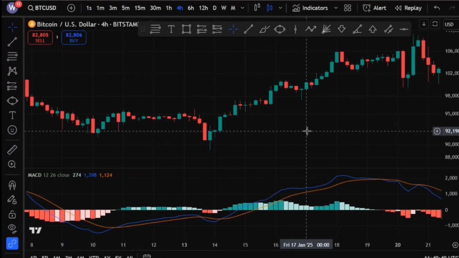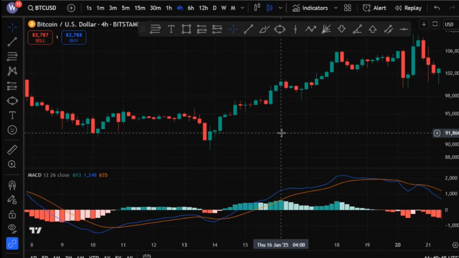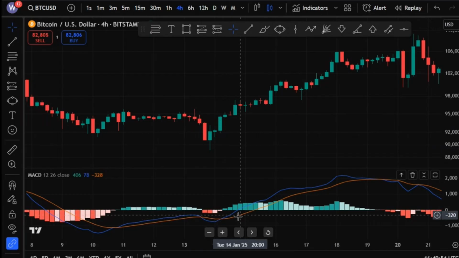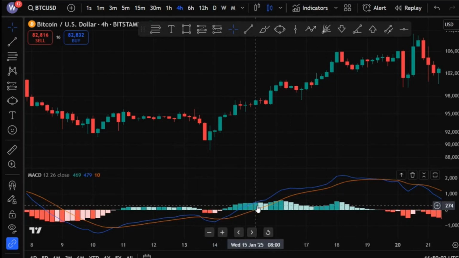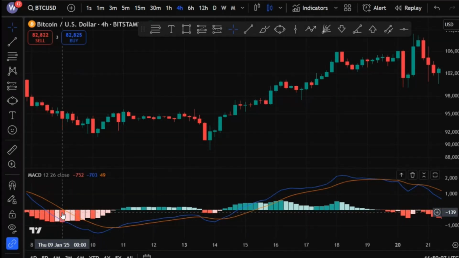What we can look for as confirmation for your entry is pretty easy as well. It is quite simple, just like how you use your EMA crosses just now. For example, this is a golden cross that happens below the 0 line. This is the 0 line right here. And you can see the green histogram on top of the 0 line and the red histogram below the 0 line.